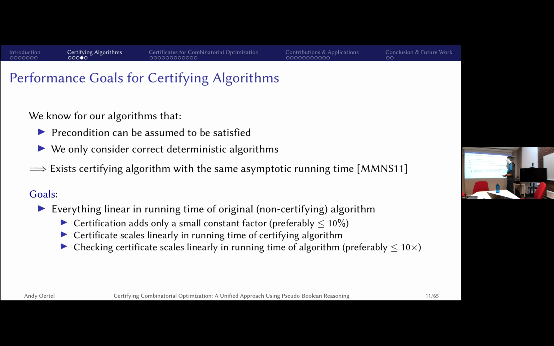Another result that we have, or a guarantee or goal to shoot for, is that the checking should also scale linearly. Here we are a bit more relaxed and we say, okay, we give the checker 10 times more time than the certifying algorithm has, because it might have to do more work to really make sure that the output is correct. So these are the goals.